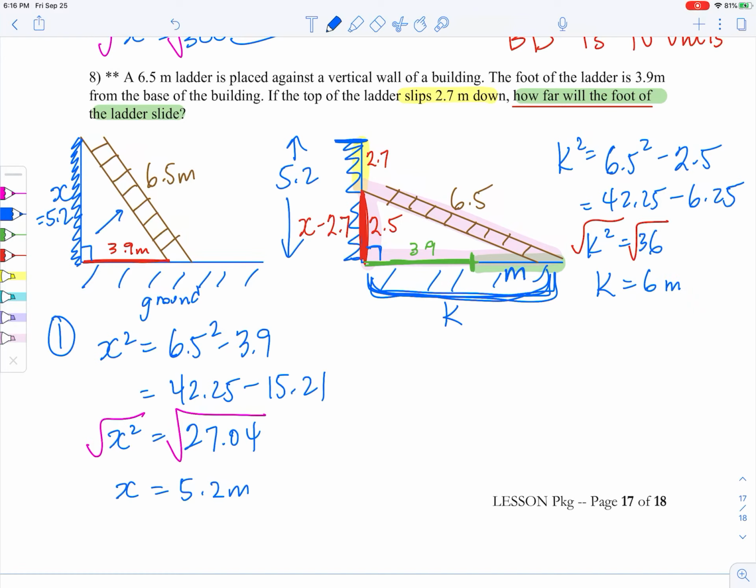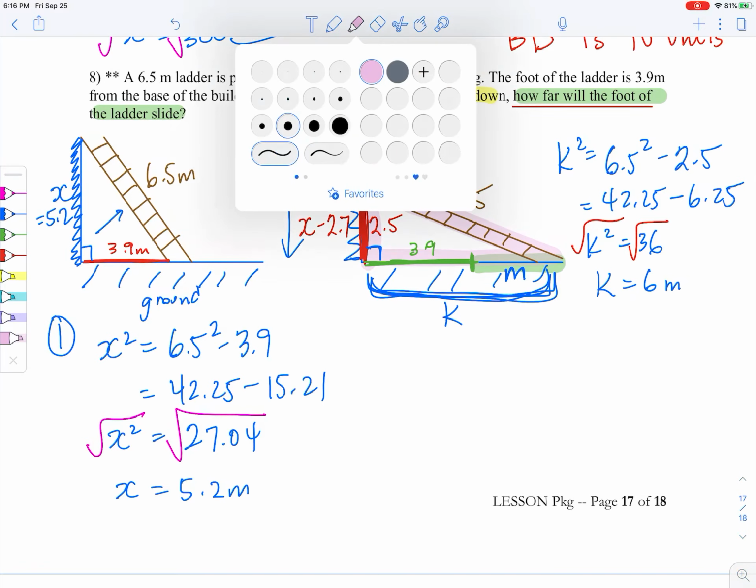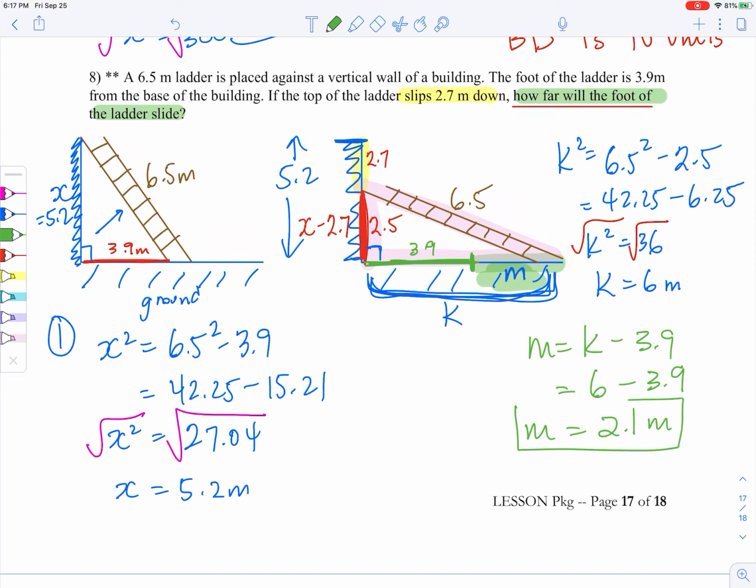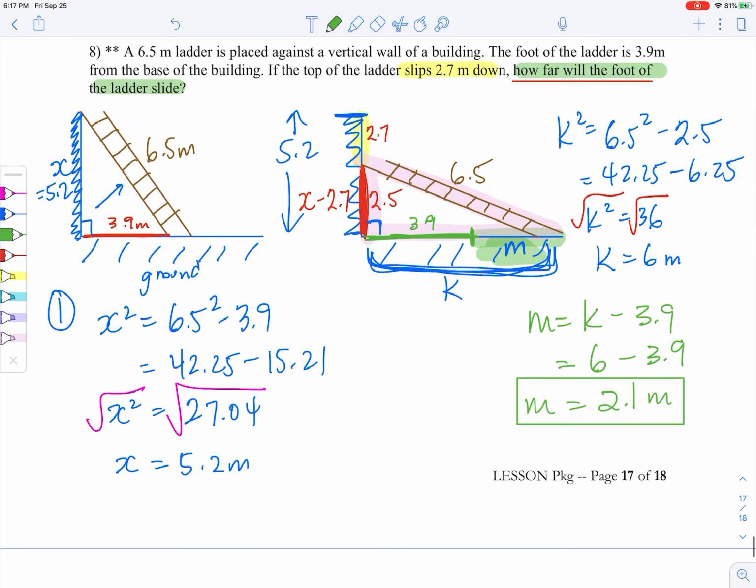But now we want to figure out how big M is. And M was in green. So M is going to equal K minus the 3.9 that it started off with. So that's 6 minus 3.9. So M equals 2.1, and then the units are meters. Poor choice of a letter, because it's not great when the M's match. Okay, that one's kind of tricky, but you are going to have to know how to do it.